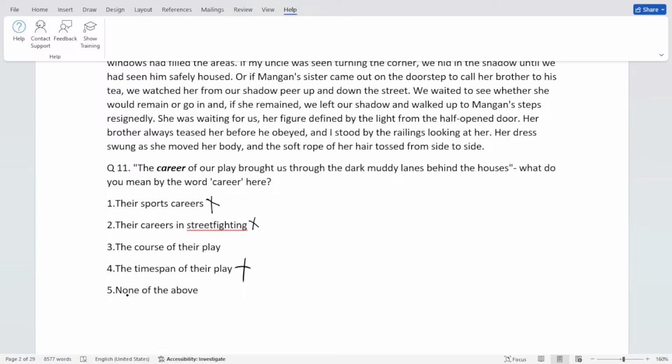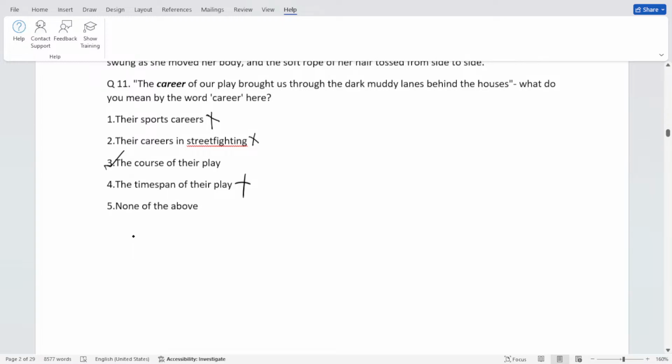So what will be the correct answer? Please let me know. So here the third statement is the correct answer: course of their play. So now we will go for the next question.